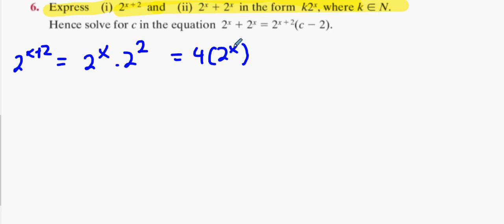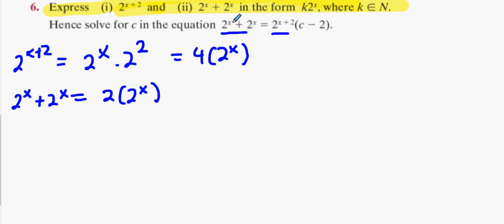Okay. Next one we're going to do 2 to the power of x plus 2 to the power of x. Well, one of them plus another one is 2 of them. This is 2 by 2 to the power of x. The first answer is 4 of them. The second answer is 2 of them. Now, use this to figure out the following.